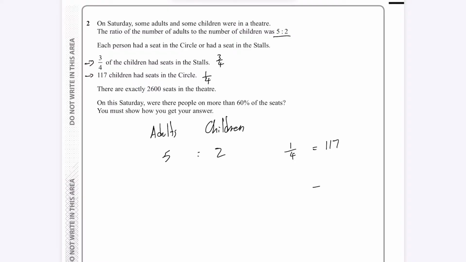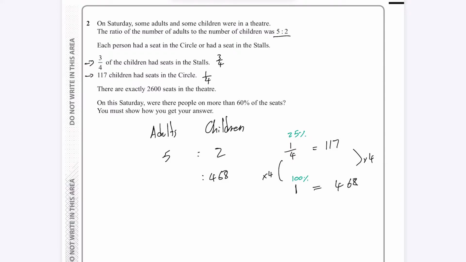So altogether, we times that by 4, times that by 4. So altogether the kids are going to be 117 times 4, which is 468. And if that didn't make sense, what I've done there is, I know 25% is a quarter, and I want to find out how many kids there are altogether. So to go from 25% to 100%, you times by 4. So that's why I've timesed each side by 4. Now I know how many kids there are. I can write that underneath here. So there's 468 kids.